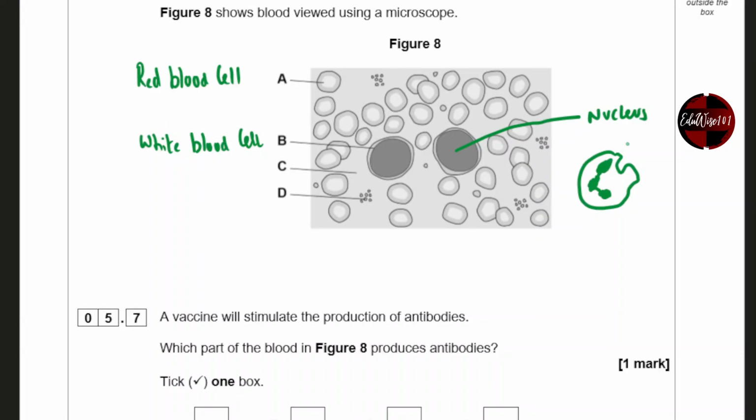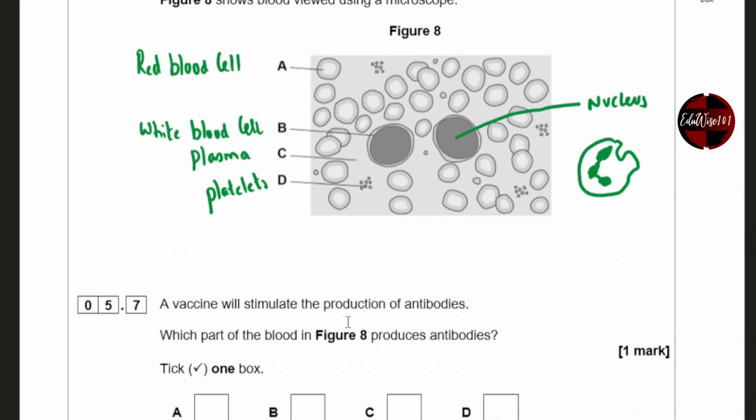These are sometimes called phagocytes. These are memory cells. Now, these are also white blood cells, by the way. So C is the plasma. That's the liquid part, which is mainly water, mineral ions, a bit of salt. And D is broken cells, which we call platelets, which help in the clotting of blood.